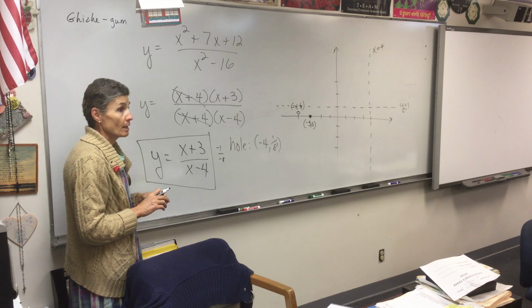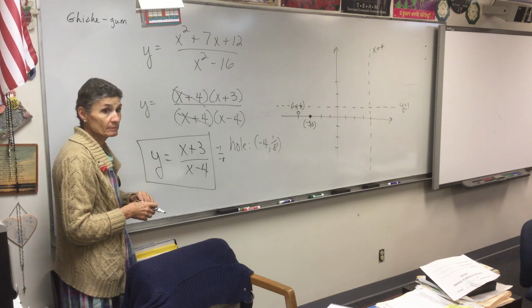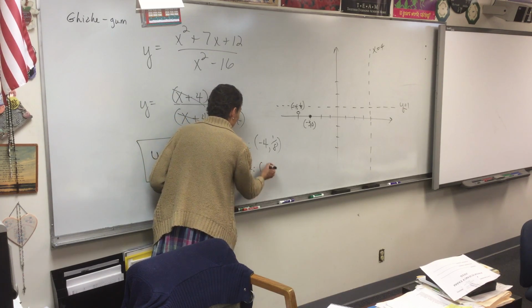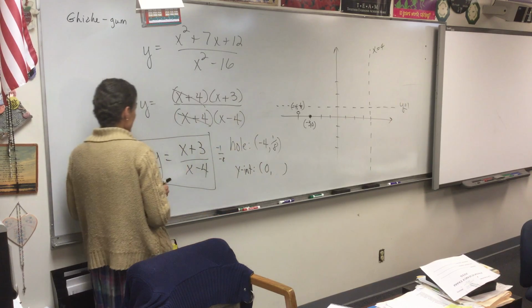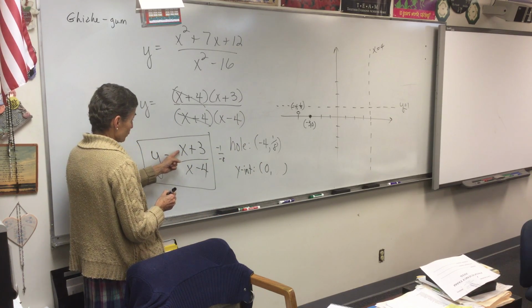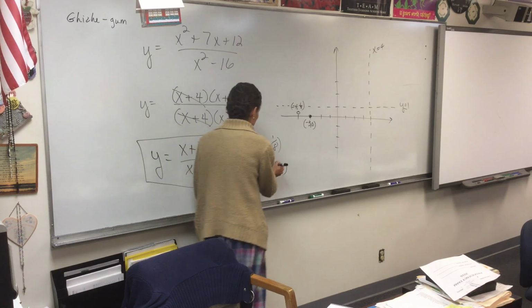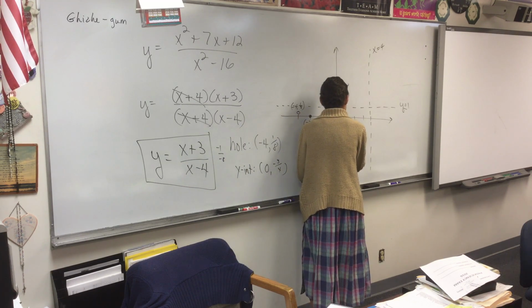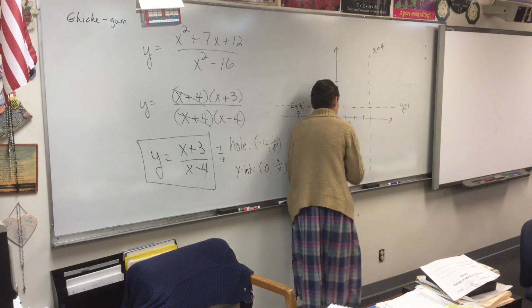Now I have everything except my y-intercept. How do I get a y-intercept? I let x be 0. To find my y-intercept, I'm going to let x be 0. And if I put in 0, what do I get? Put in zeros for your x's. What do you get? 3 over -4, -3/4. So you have a y-intercept at -3/4.